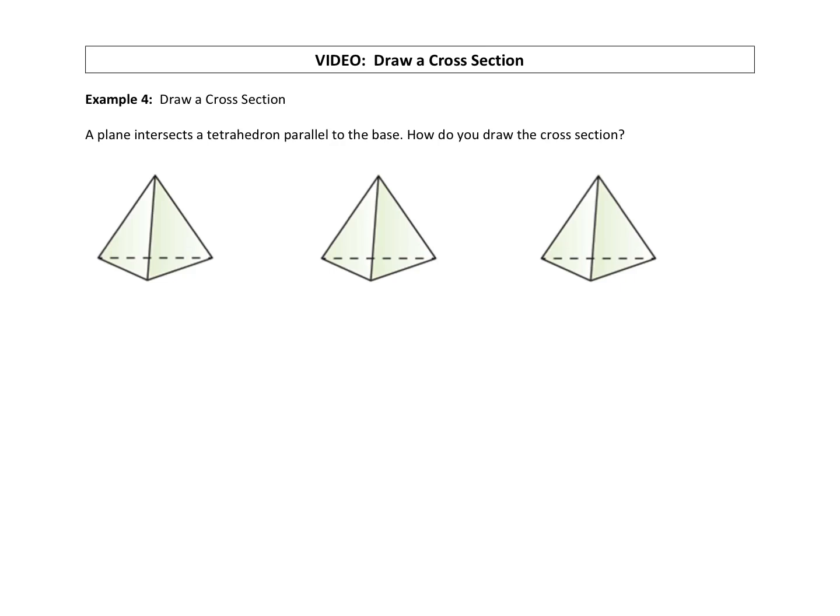All right, so we've seen some cross sections, and now we're going to practice drawing a cross section. I will apologize in advance for my lack of artistic ability, but we are going to try our best. All right, so a plane intersects a tetrahedron parallel to the base. How do you draw the cross section?